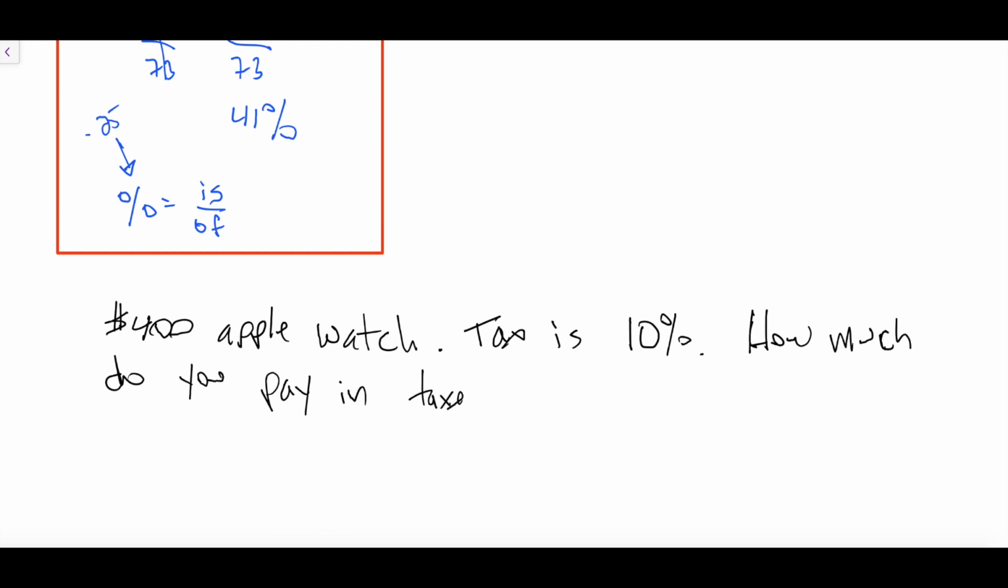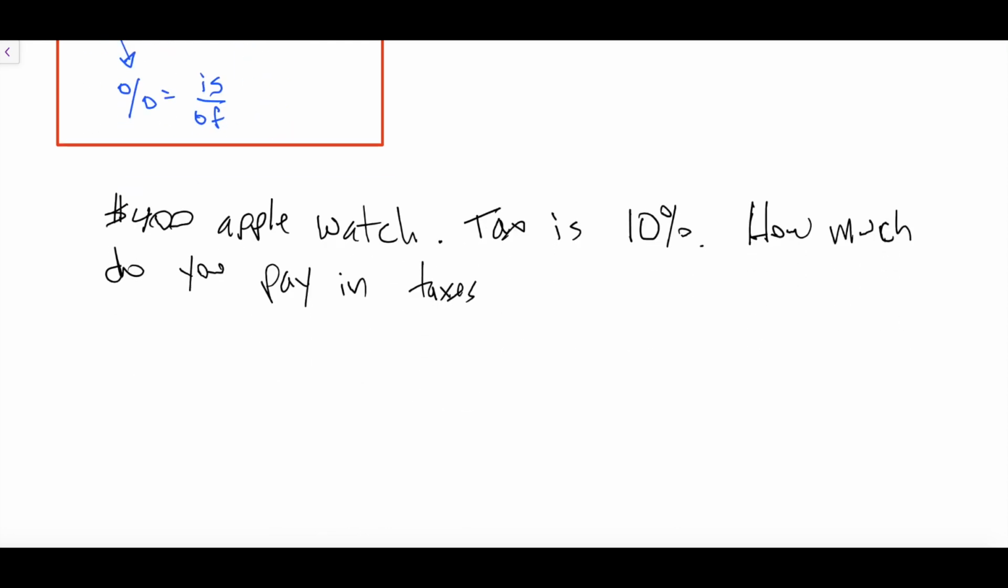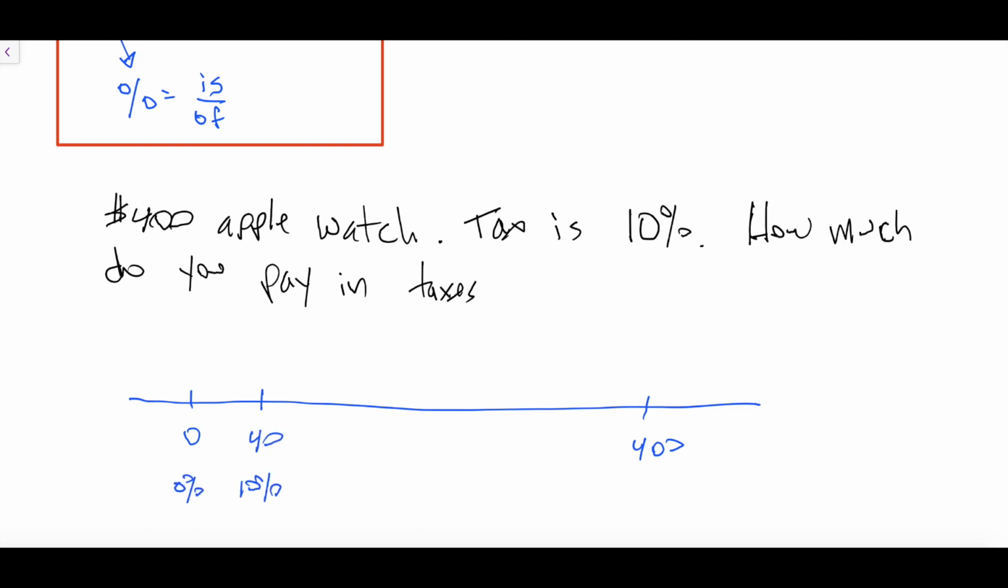Okay, so conceptually, you got your line in blue, and you have your 0, and you got your 400, and where's that 40? Where's it going to end up? On this side, more to the left. Way closer to 0. All right, so we got our 40 here. This is going to be our 0%, this is our 10%, this is our 100%.